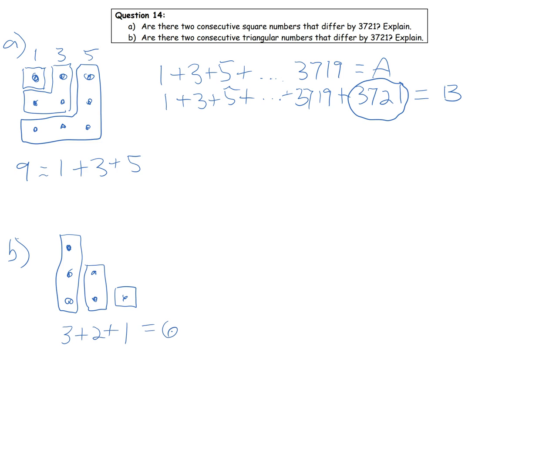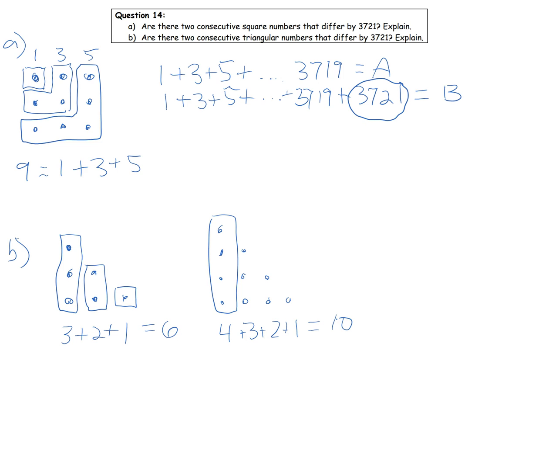So we can see that as we go to the next consecutive triangle number, we're just going to add one more row of dots, like this. So we're going to be adding 4 plus 3 plus 2 plus 1, in this case, is going to give us 10, which is the next triangle number.